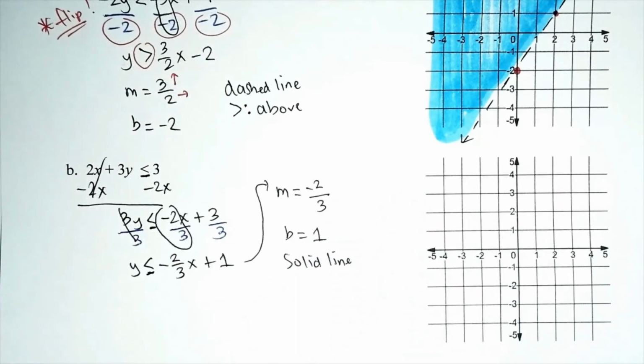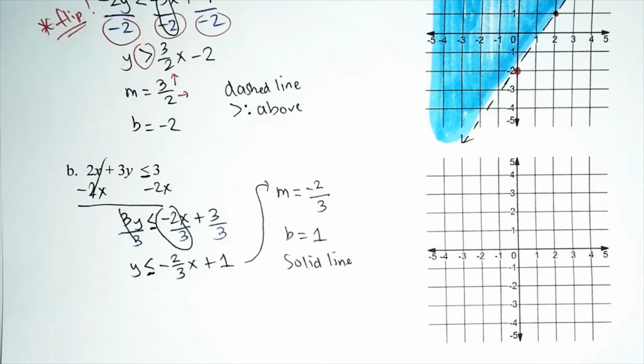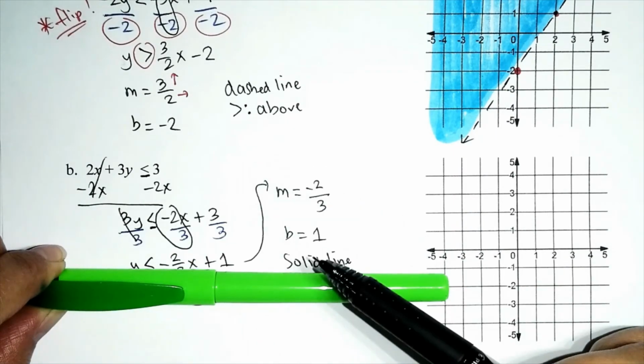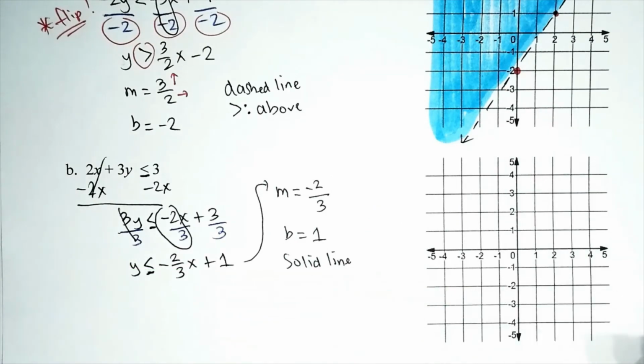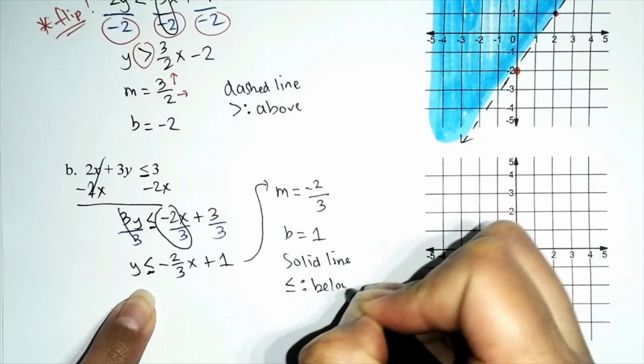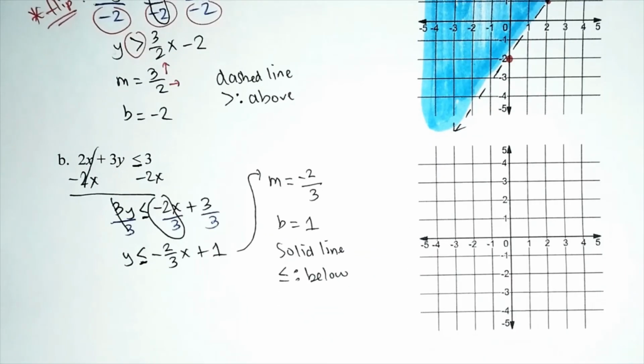Okay, once we do our line, the question is on which side of the line are we gonna shade? Are we gonna shade above the boundary line, or are we gonna shade below the boundary line? Because we have one of the is less than, then we're gonna shade below the boundary line. So let's go ahead and do this.